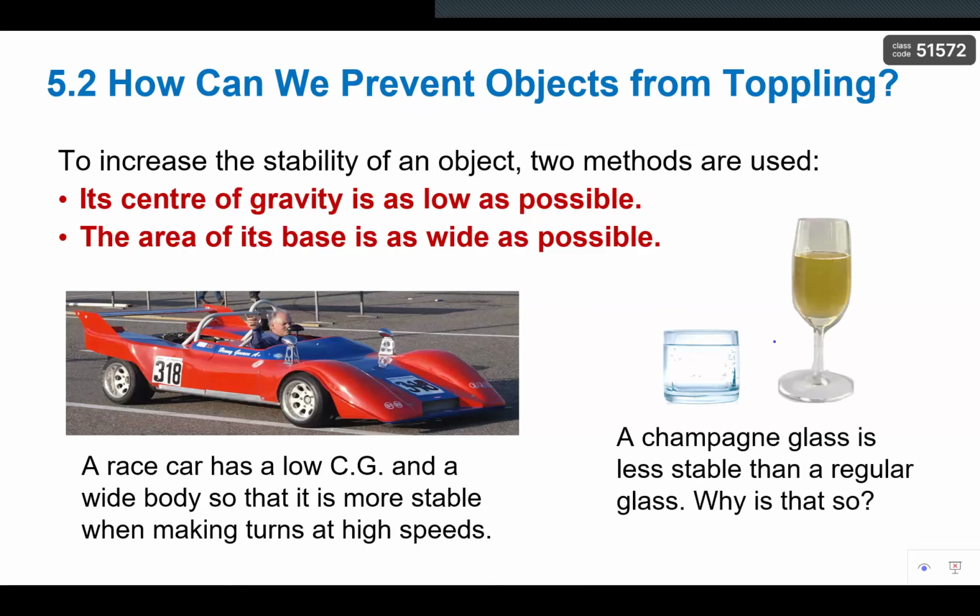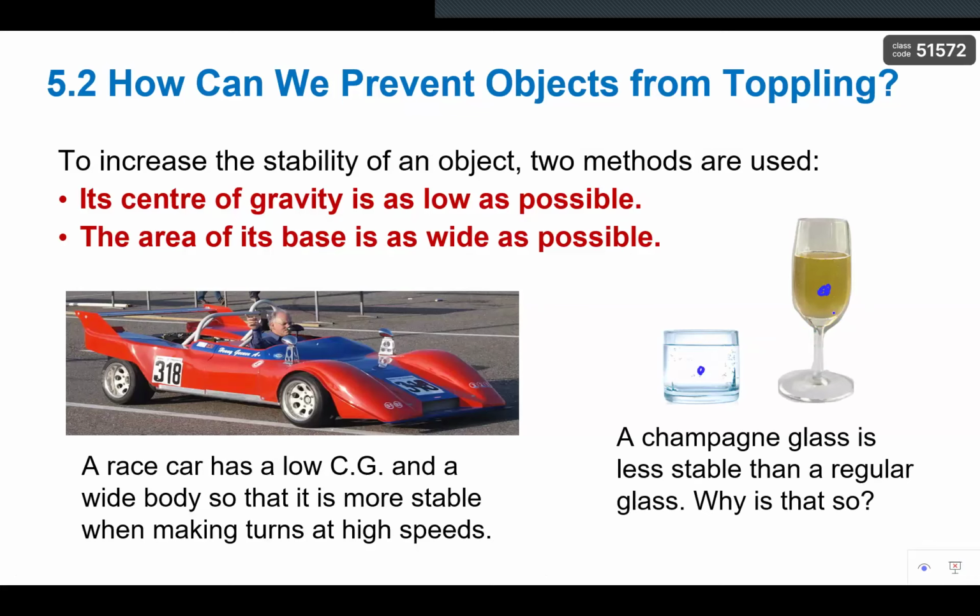You have a champagne glass and a normal glass. Your champagne glass is more unstable because why? The height is higher. The center of gravity of your champagne glass is higher. So your center of gravity will be somewhere here, as compared to a regular glass, whereby the center of gravity is lower. So this one, with a higher center of gravity, will be more unstable.